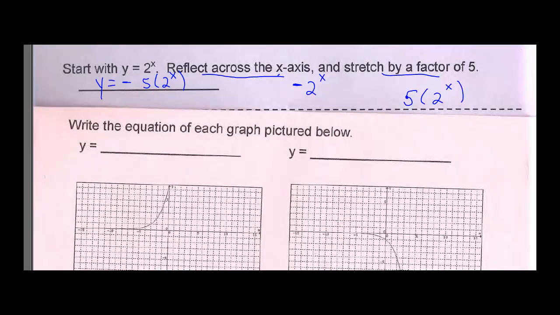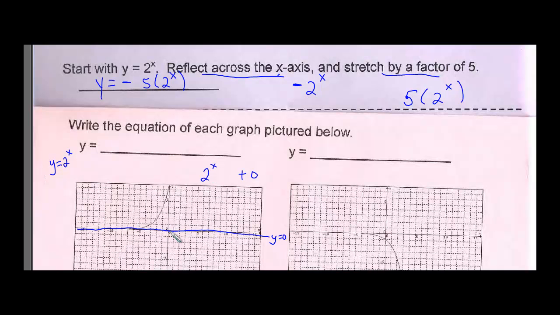Okay, let's look at the last two. Write the equation of each graph pictured below. So for purposes of this unit, y equals 2 to the x is our parent function, so we're going to use that. First, let's find our asymptote. Our asymptote is right here at y equals 0. So that means that whatever I have, I'm going to be adding up or down 0. We're going to use 2 to the x, and let's see what happens.